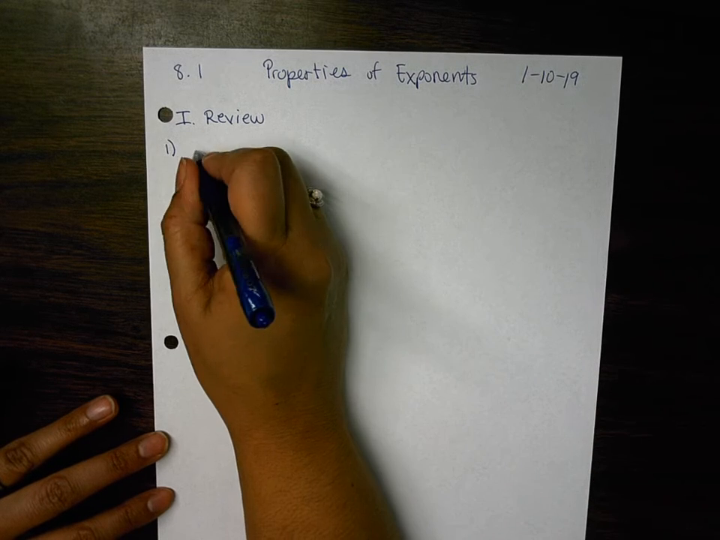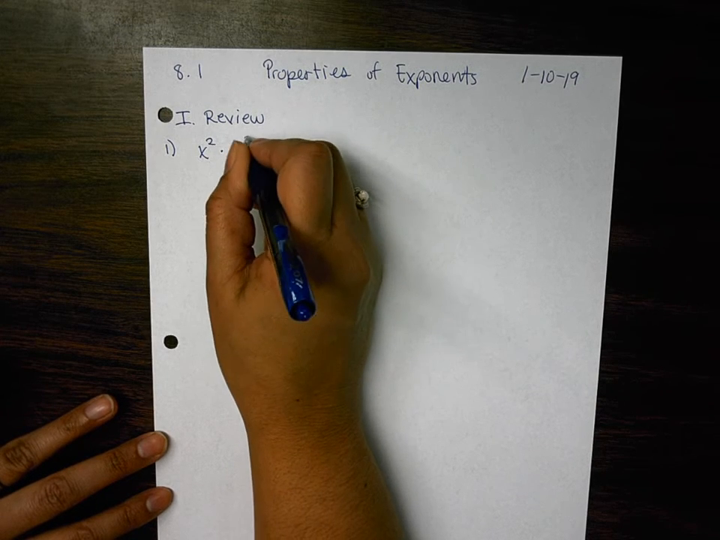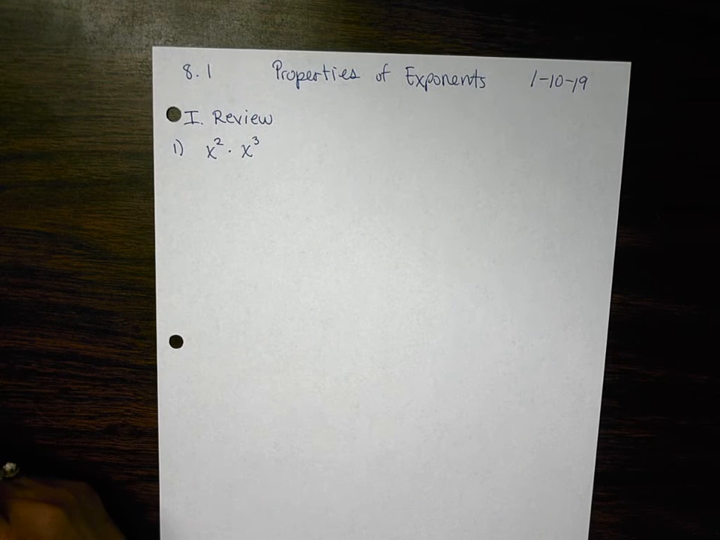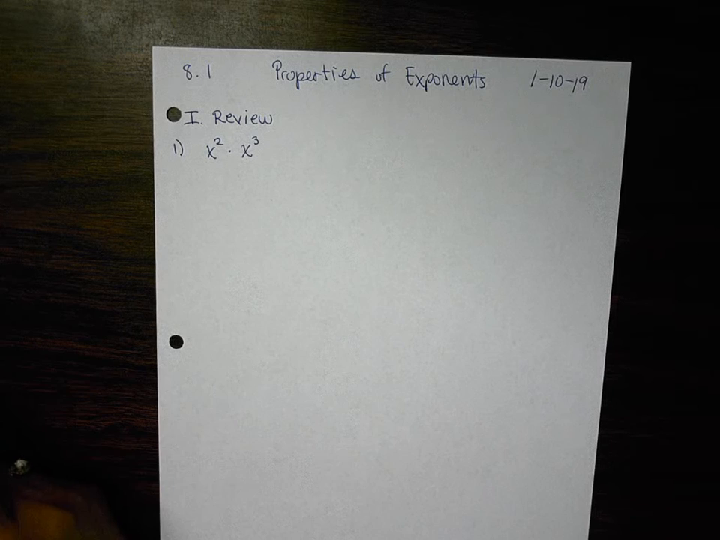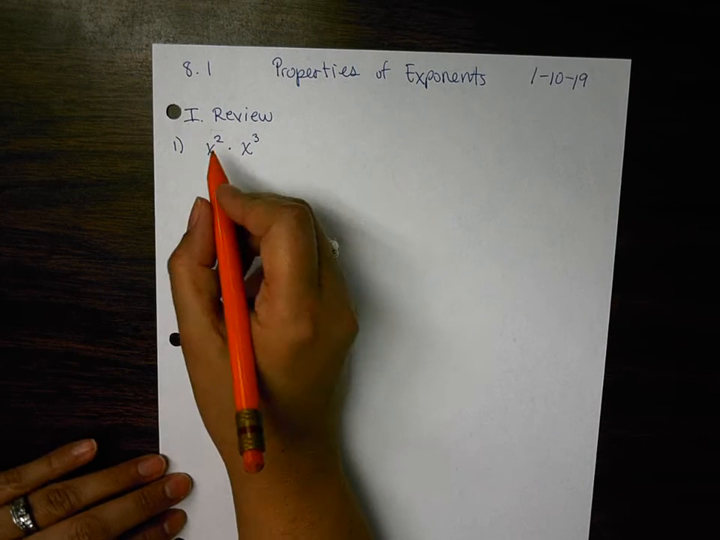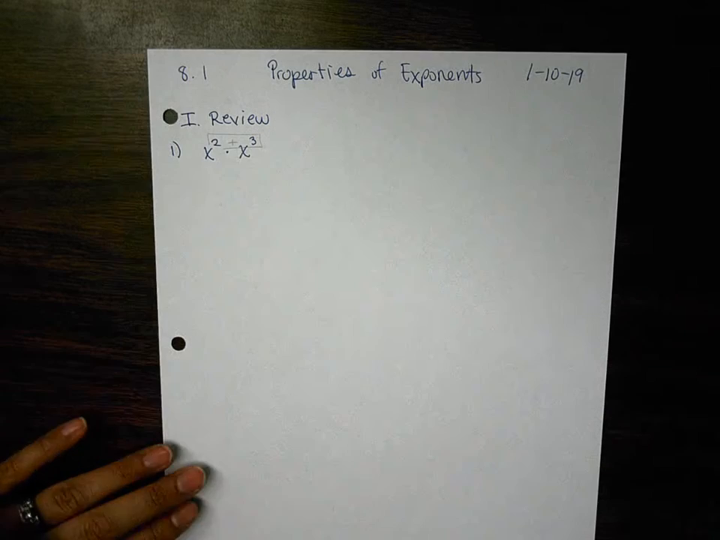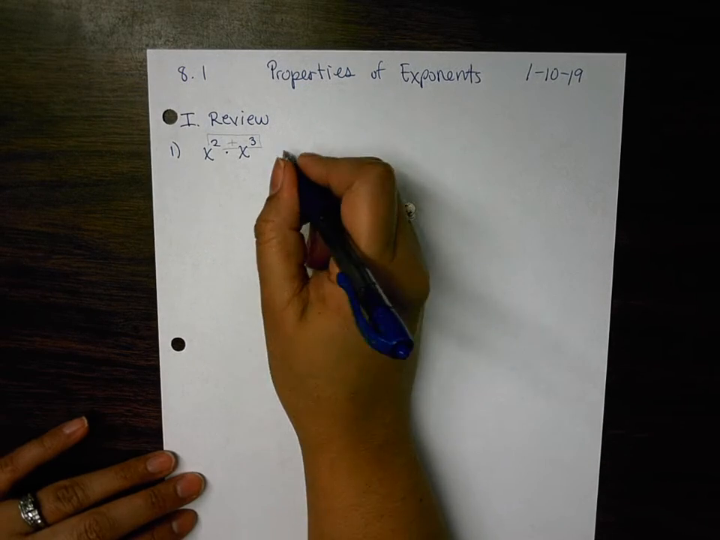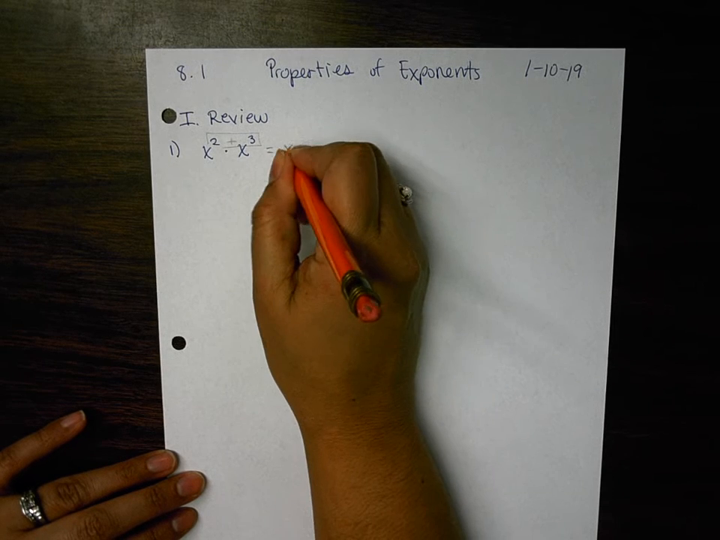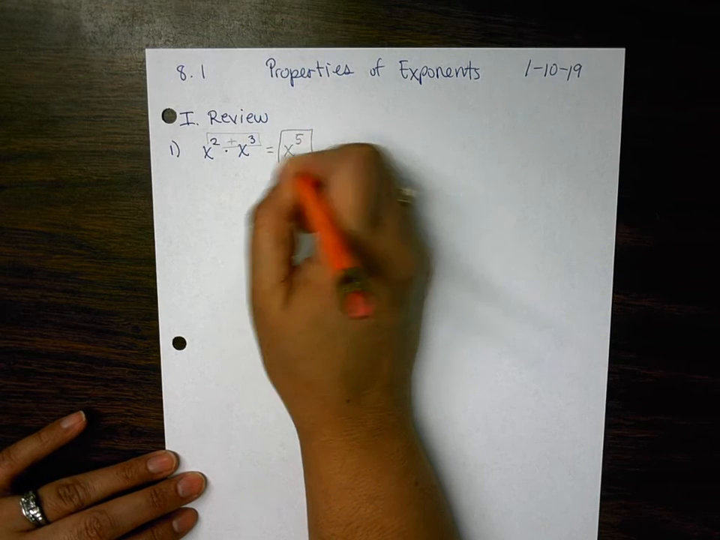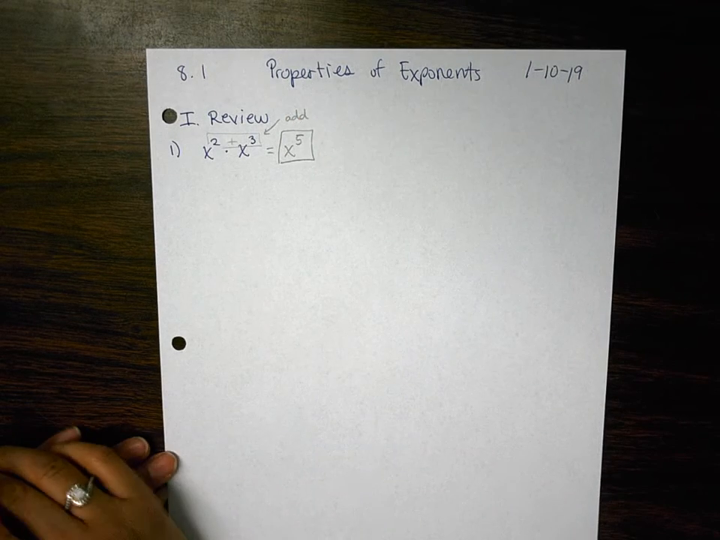Number 1, some of this stuff we've been talking about since our last lesson that we did on Tuesday. Okay, what do you do when you have x squared times x cubed? We talked about this on Tuesday. What do you do with the exponents? You add them. And the bases stay the same. It doesn't become 2x. It stays x. And you add the exponents, x to the 5th. So put a little note there.